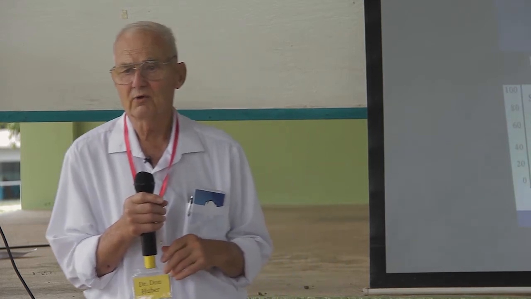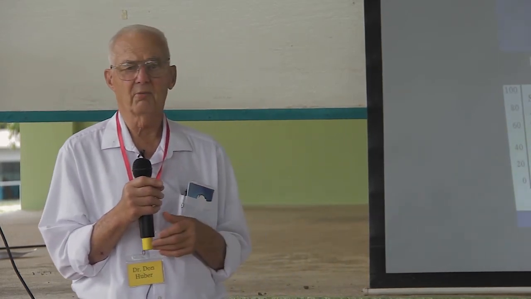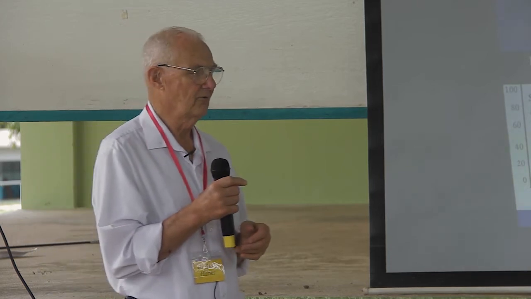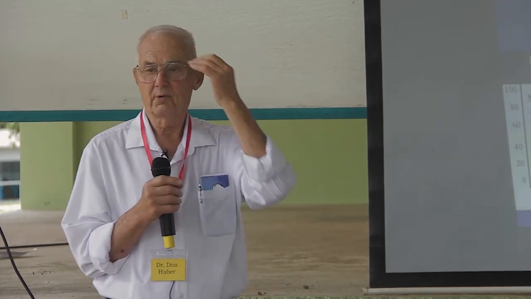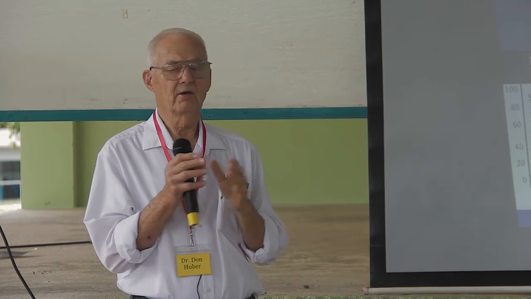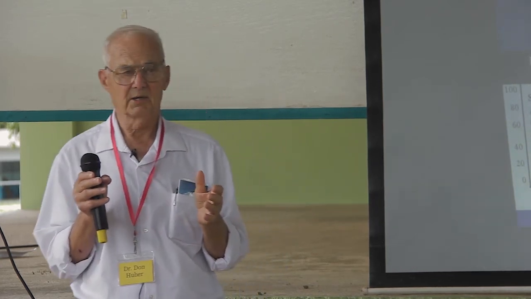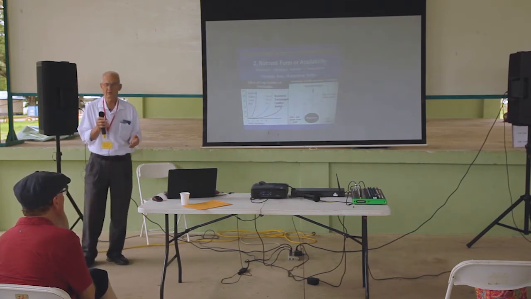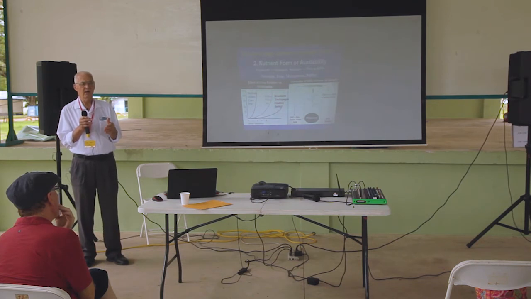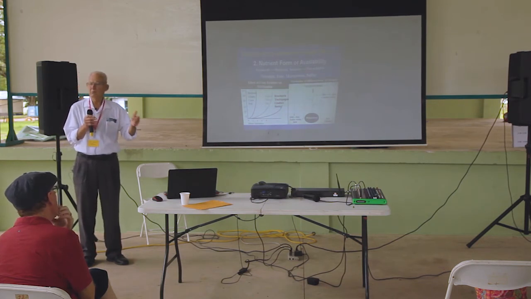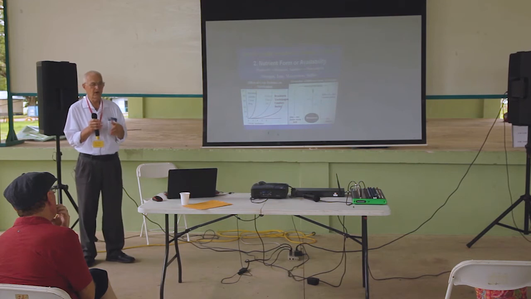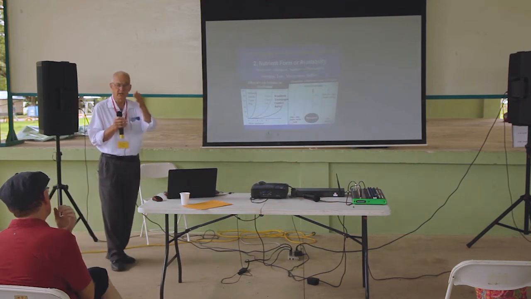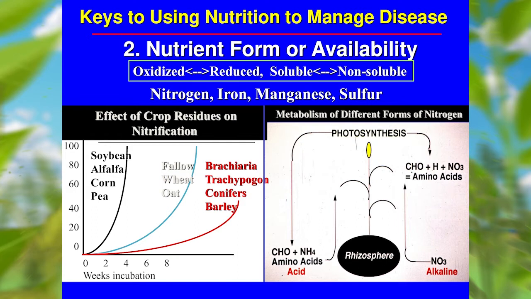Second key would be the nutrient form or availability. I've mentioned the form of nitrogen. If you have certain crop rotations, you're going to have a big effect on the form of nitrogen, because some crops will favor the nitrosomonas, nitrobacter bacteria in the soil that bring about the conversion of ammonium to nitrate nitrogen. Other crops, climax ecosystem crops, inhibit that, block that reaction because they're toxic to the two bacteria or don't support their growth in the root system.